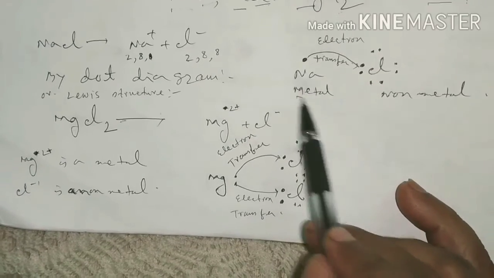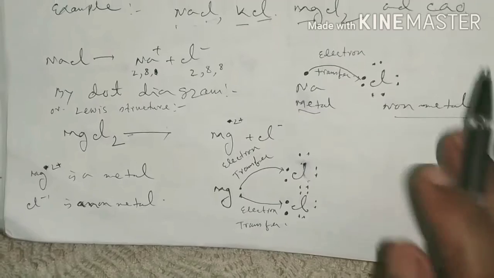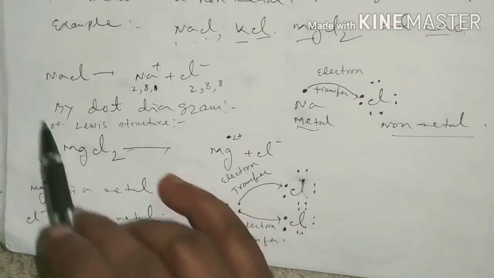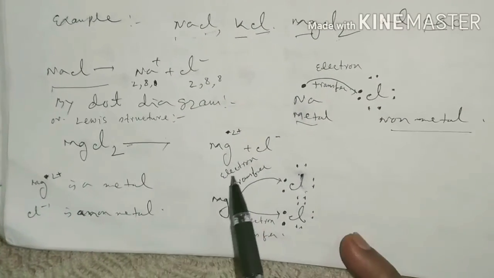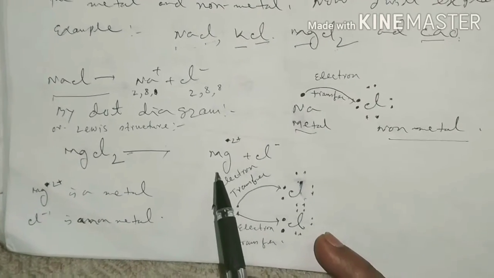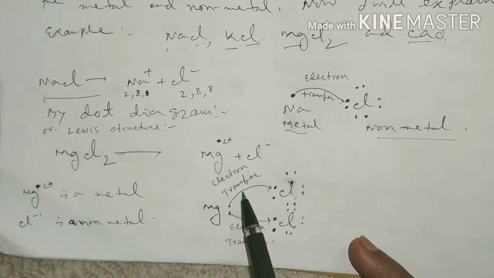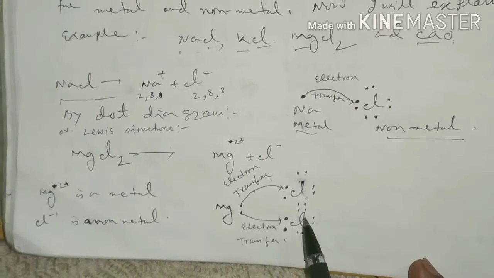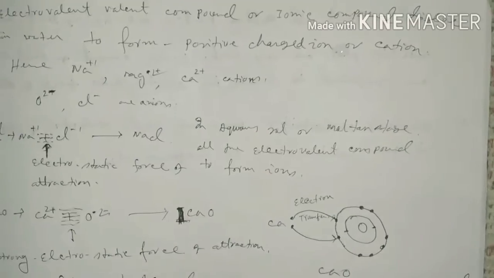Sodium is a metal and chlorine is a non-metal, and they make the electrovalent compound. This is sodium chloride. By dot diagram you can see that one. Magnesium chloride: magnesium valency 2, chlorine 1, see the dot diagram. Here magnesium transfers 1 electron to one chlorine and again 1 electron is given to another chlorine. So it makes magnesium chloride, one type of salt.